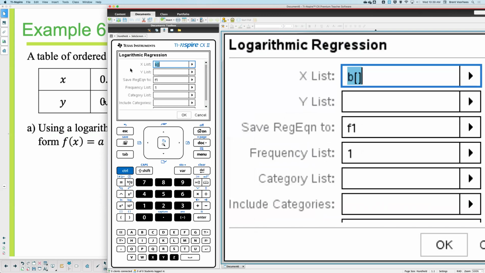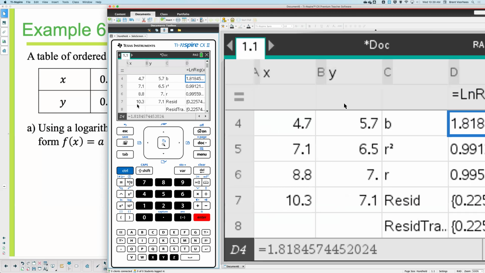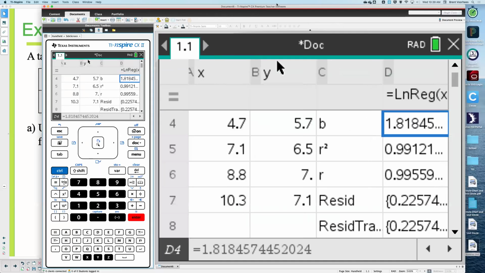For the x list, what variable did we type in for our x's? X. And what variable did we type in for y's? Y. Once again, it's going to be saving it as F1 because I cleared my calculator. You can just press enter from there, by the way. If you press enter twice, it'll give you your answer.